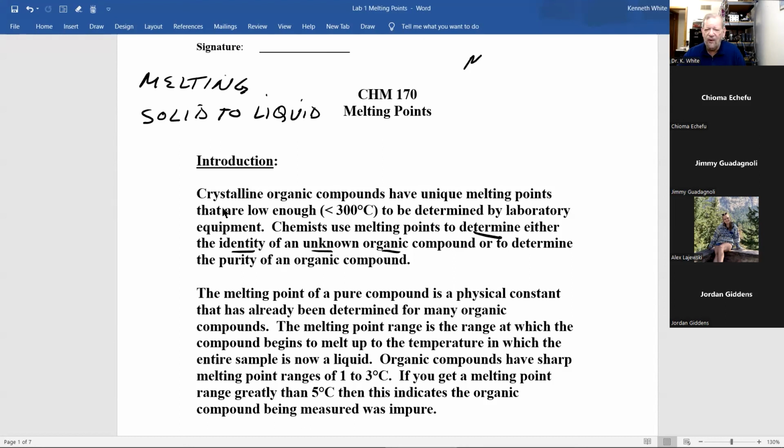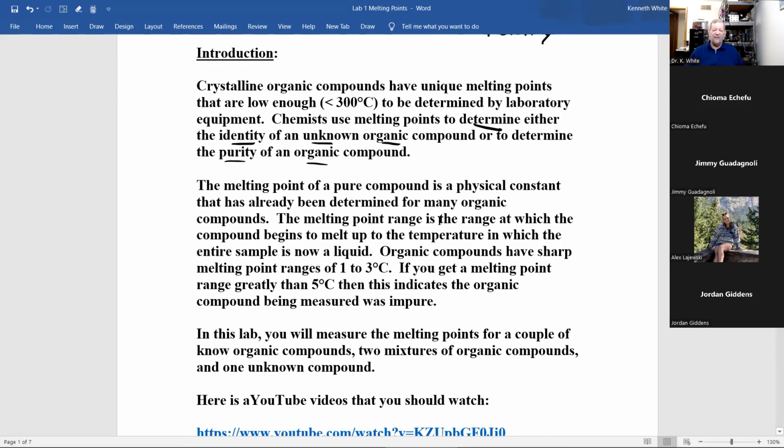So melting points first will help you identify compounds, ID them. Second is to determine purity of an organic chemical, purity. So the 2 reasons organic chemists do melting point is to identify a compound that's a solid, or find out, is it really pure? And the melting point of pure compounds is a physical concept. It's always the same if you do it right.